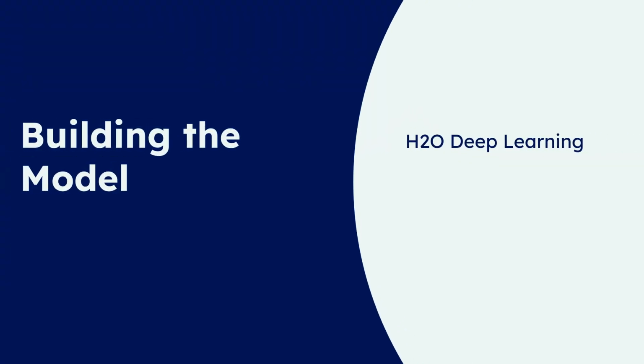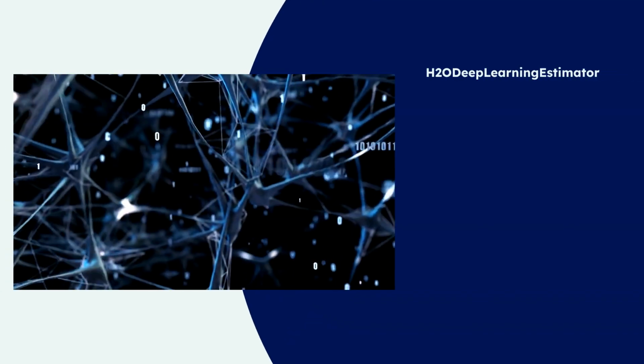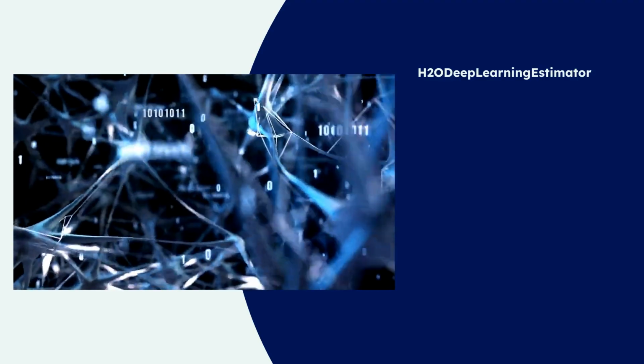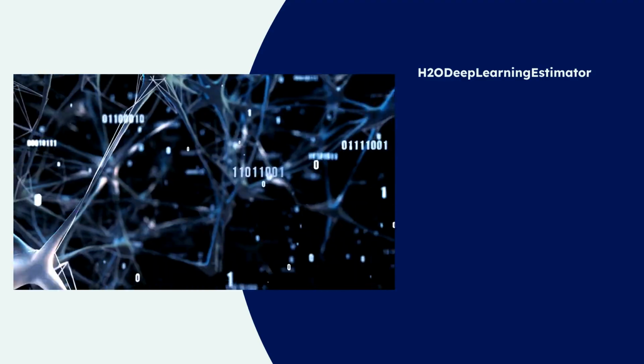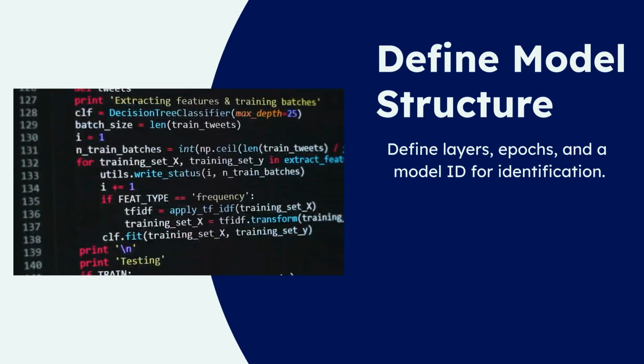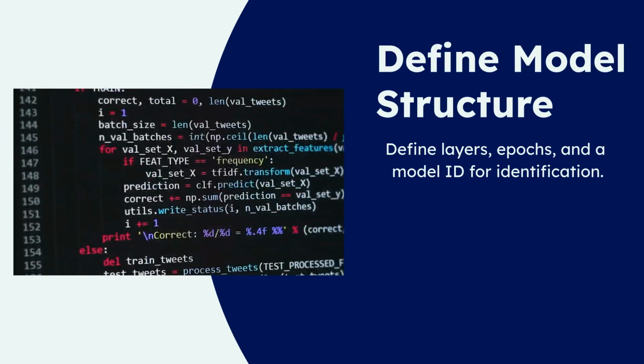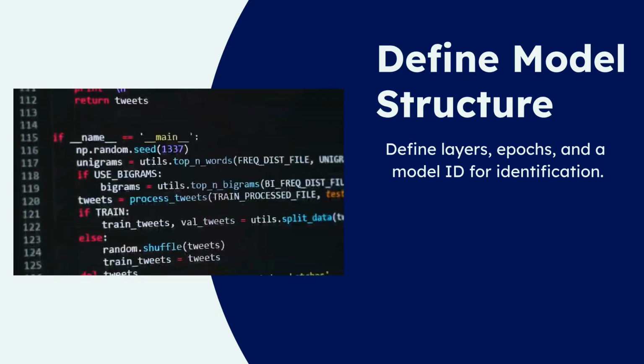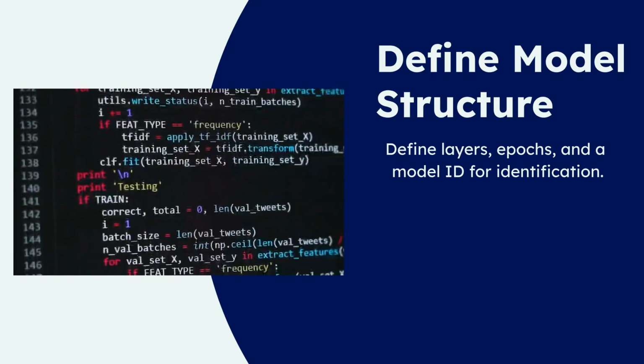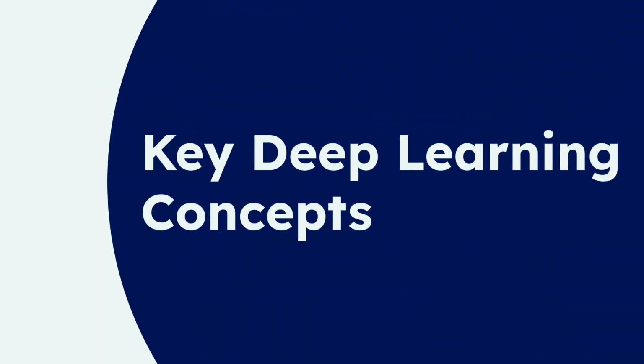Now, let's move on to the exciting part, building our deep learning model using H2O. We use the H2ODeepLearningEstimator to create our model. This is the core class for deep neural networks in H2O. When configuring the model, define key parameters such as the hidden layers, the number of epochs, and a unique model ID for tracking. To train effectively, there are a few important concepts you need to understand.